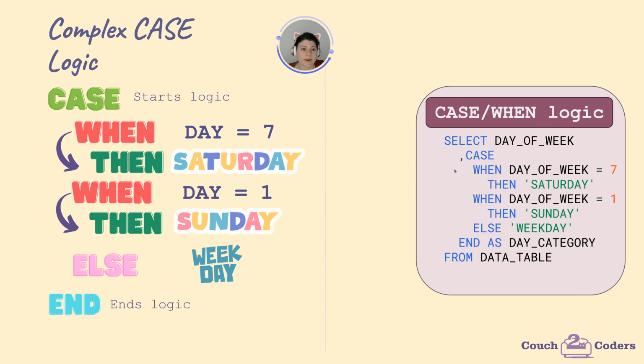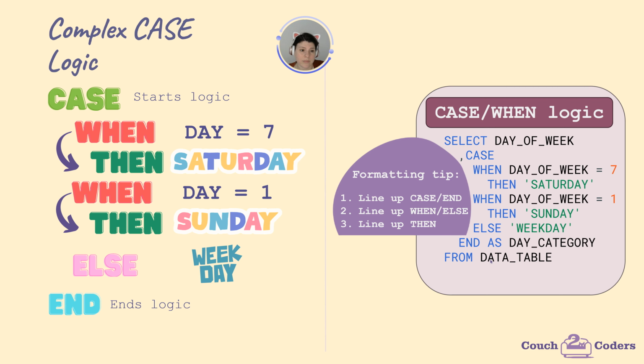So this is what it would look like in BigQuery. We have select, day of the week, case, when day of the week equals 7, then Saturday, when day of the week equals 1, then Sunday, otherwise weekday, end as day category from our table.